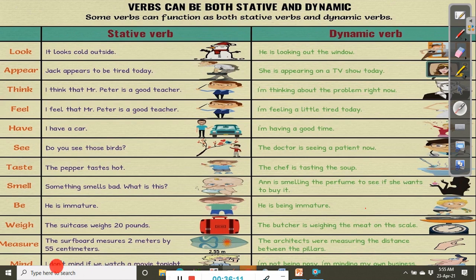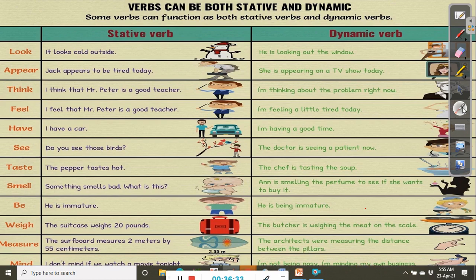Then the next one is mind. I don't mind if we watch a movie tonight. Of course, mind here is used as a stative verb. But when we say, I am not being nosy, I am minding my own business, it is used as a dynamic verb here.